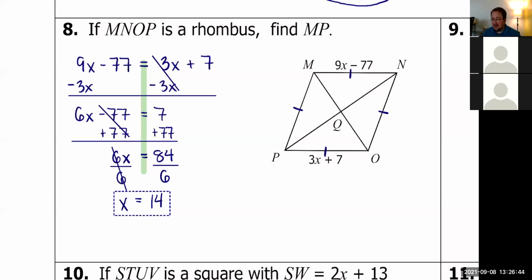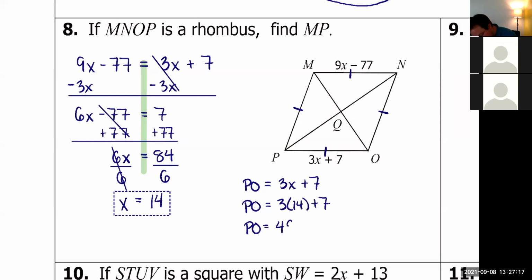So we can pick either one of those 2 expressions we do have to drop our x in, because once we find that value, we find our value. So I'm going to say PO equals 3x plus 7. I drop in my 14, so 3 times 14 plus 7. I believe we get PO equals 49, which means that's the same as MP, meaning MP is also 49.